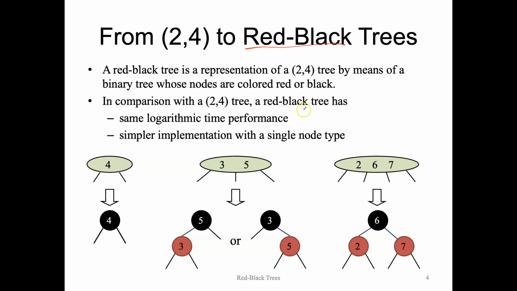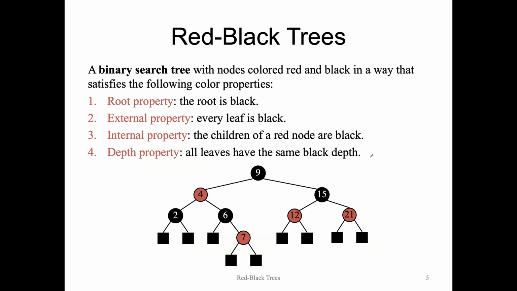So the benefit of a red-black tree is that we'll end up getting the same logarithmic time performance, but we get a simpler implementation because rather than having different kinds of nodes to have to implement a 2, 3, and a 4 node separately and handle those cases separately, we'll have just one node type and then a color attribute for every node. So what exactly, just formally, is a red-black tree?